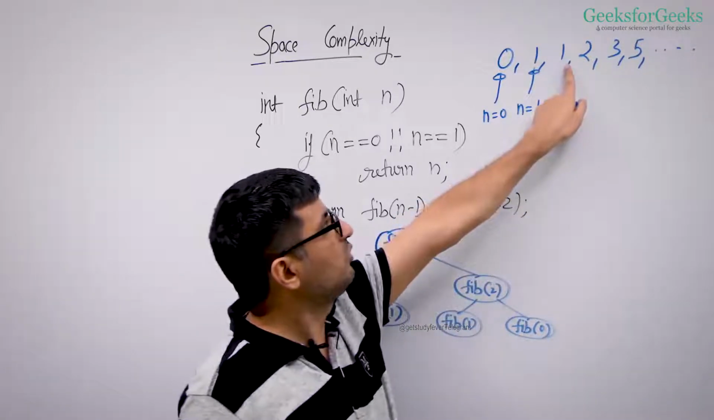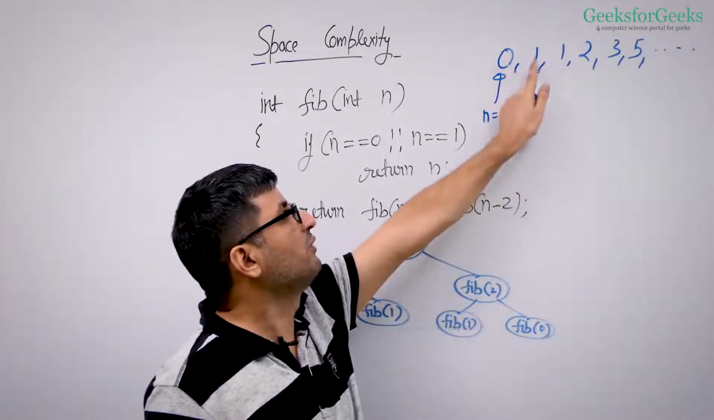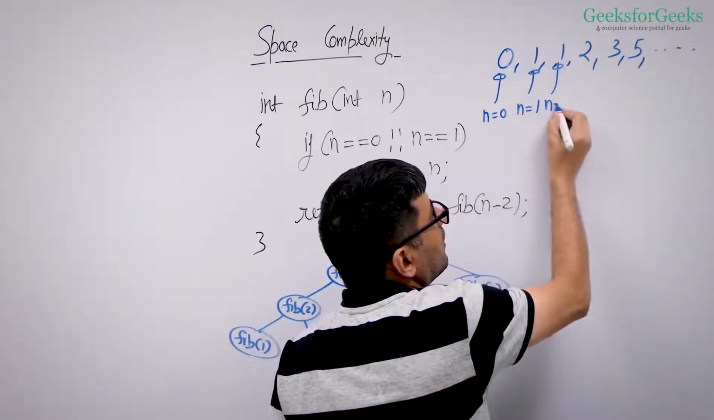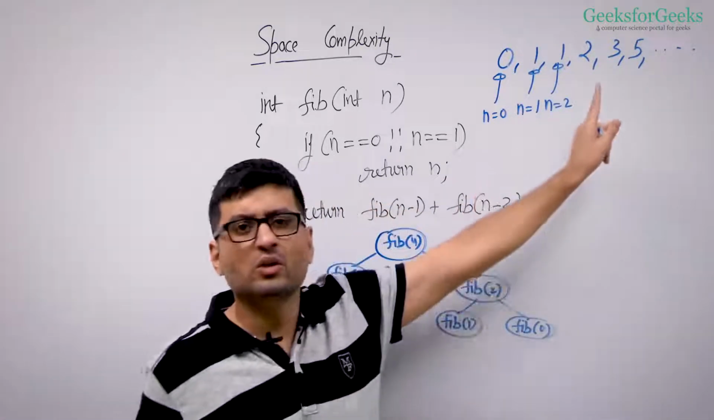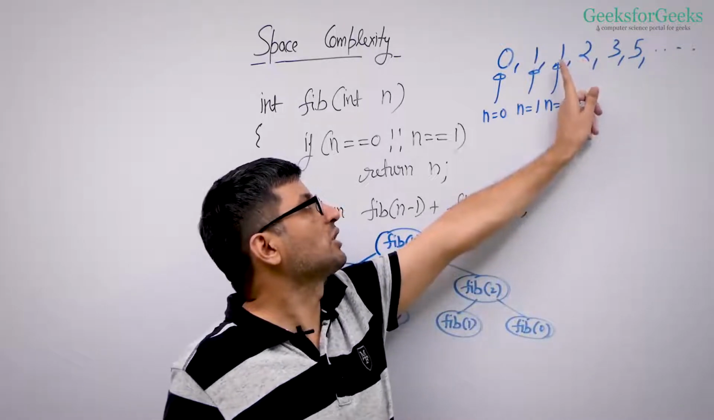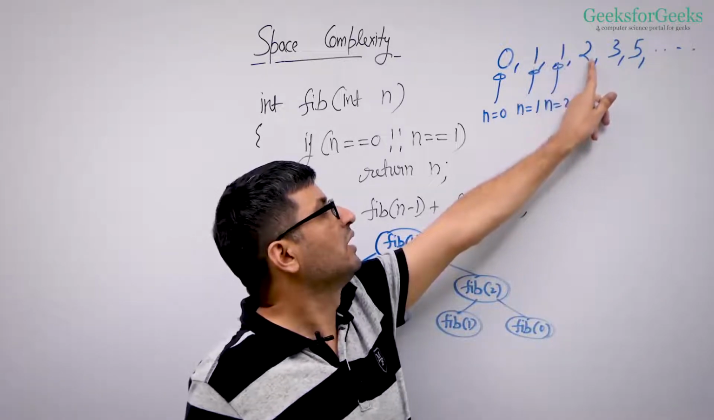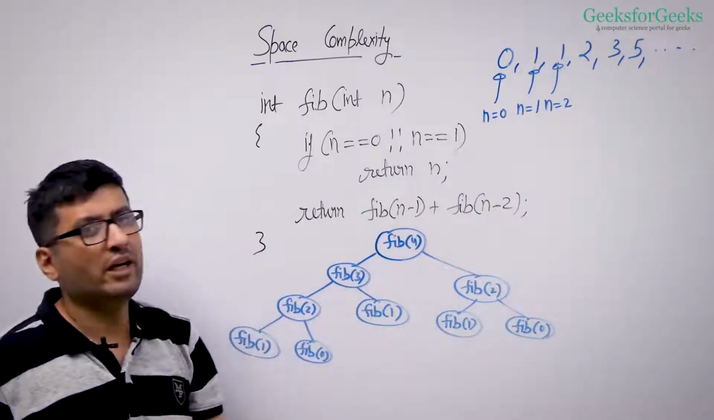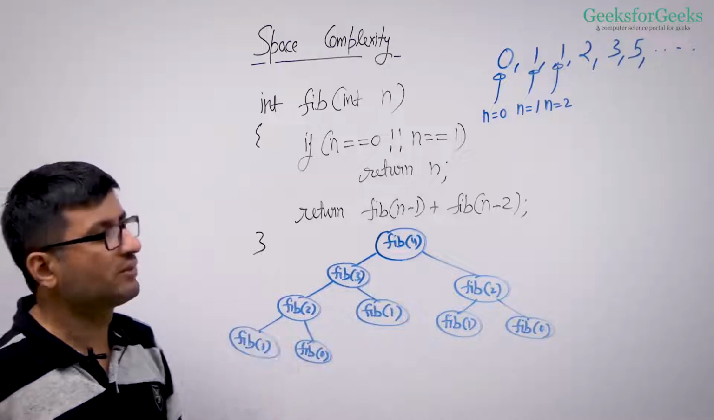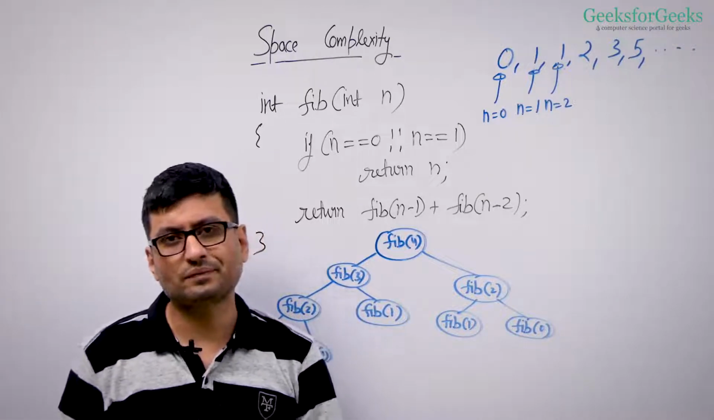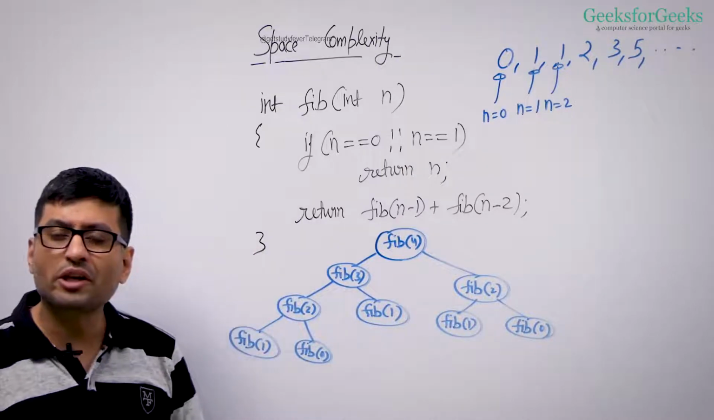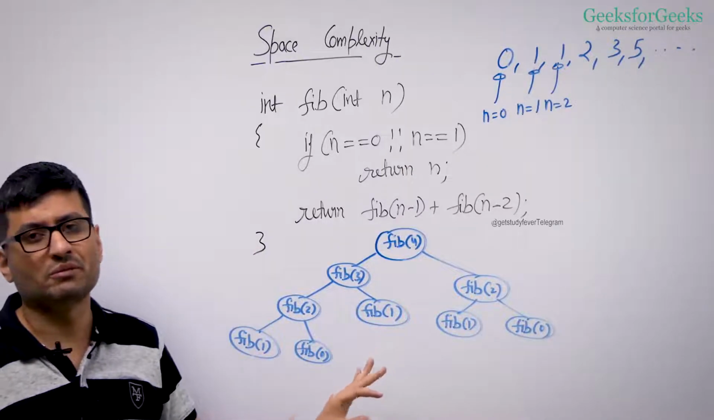For n equal to 2, we simply do a sum of these two and we get 0 plus 1, 1. So this is for n equal to 2. For n equal to 3, we do a sum of recursive calls for Fibonacci 2 and Fibonacci 1 and we get 2. Right? That's what we are doing here. And we are handling the base cases. If n becomes 0 or 1, we return n. For 0, it's 0. For 1, it's 1. I have also drawn the recursion tree for Fibonacci numbers.